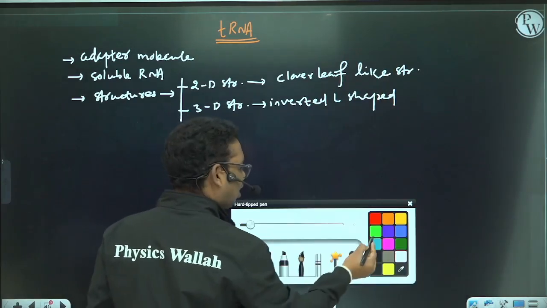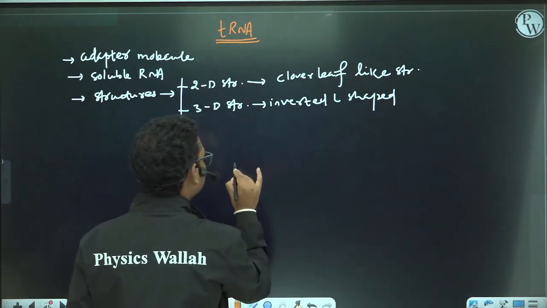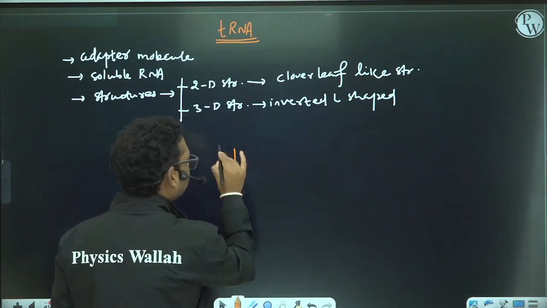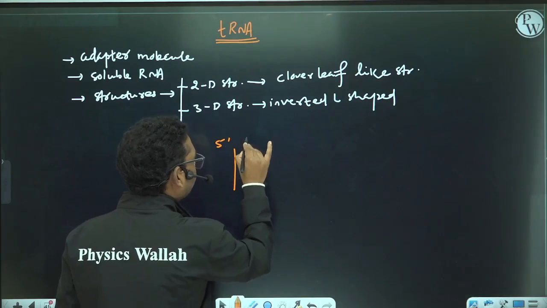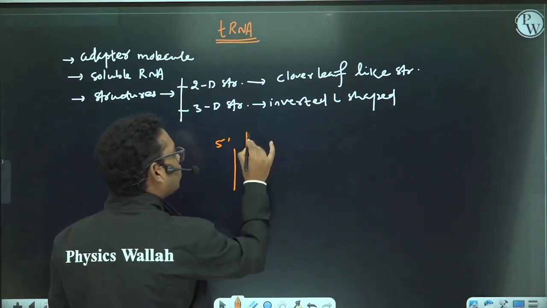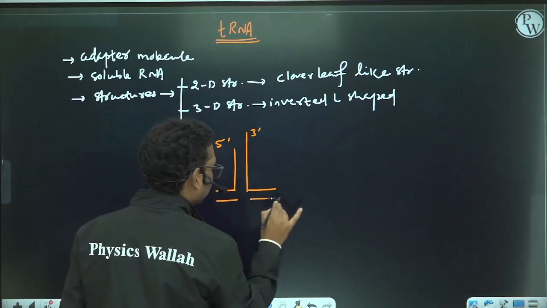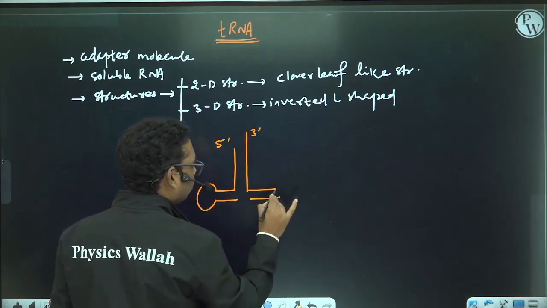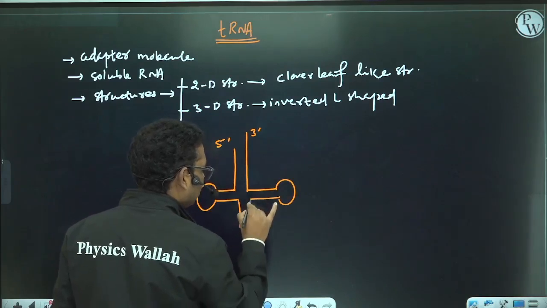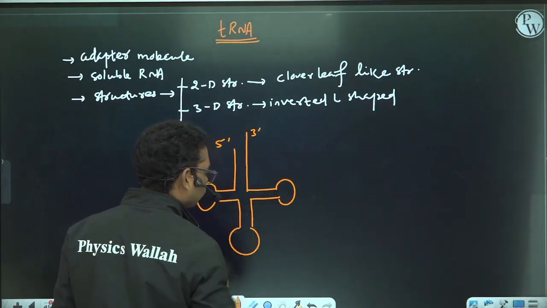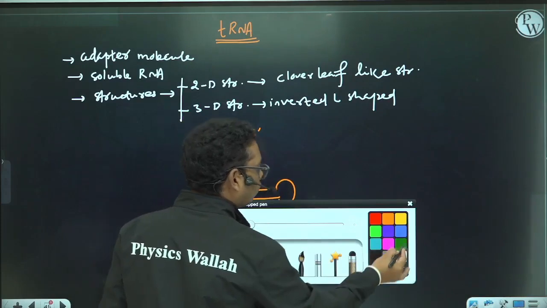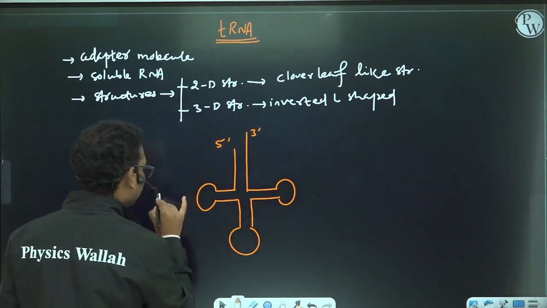Okay, so suppose this is RNA, tRNA. Suppose this is the 5' end, and suppose this is the 3' end. Suppose these are the arms. This is the loop. This is the arm, and this is the loop. Okay, so you can see this arm is called the DHU loop.